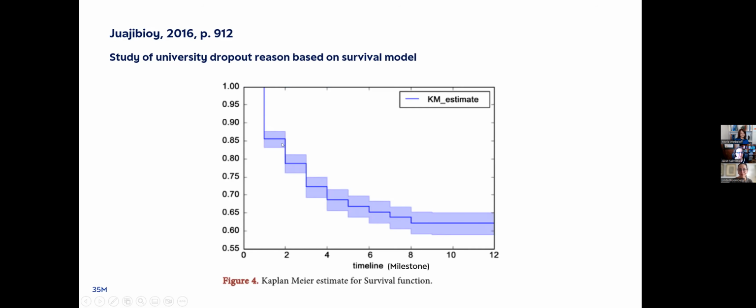And then as time moves on, we have fewer and fewer students surviving until time period 8 or milestone 8, where we have approximately a 62% survival rate. So this is one of the examples of research analysis methods that can be used in quantitative methods to answer a research question that is quantitatively based.